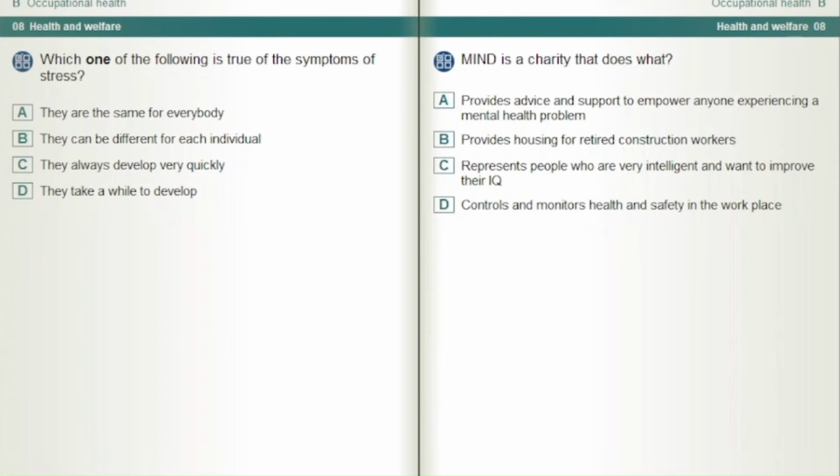Mind is a charity that does what? Provides advice and support to empower anyone experiencing a mental health problem. Provides housing for retired construction workers. Represents people who are very intelligent and want to improve their IQ. Controls and monitors health and safety in the workplace.